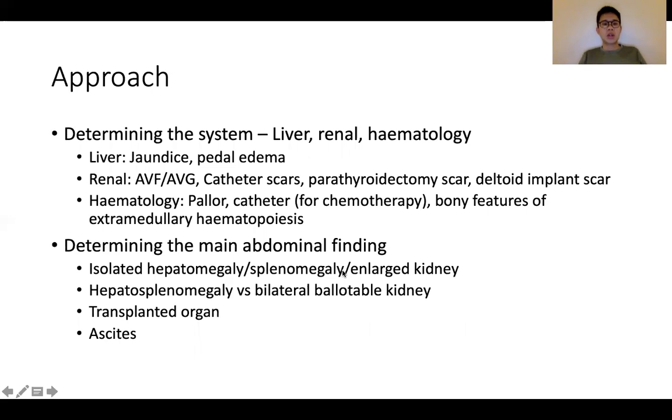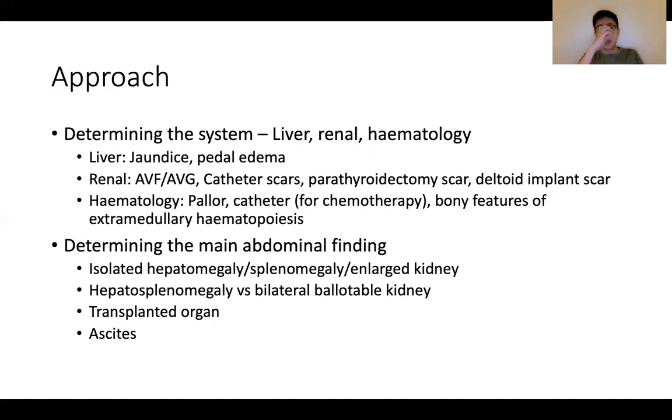So let's talk about an overall approach. Like we mentioned, the first is determining the system. And there are some things that you can do on general inspection. If you notice jaundice, or if you notice pedal edema, it could be a liver case, although pedal edema can be due to fluid overload and a renal abdomen case.